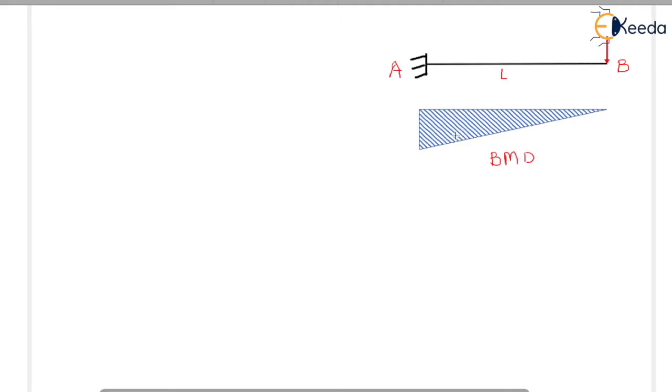Now we know that according to the moment area method, the change of slope between any 2 points is equal to the net area of the bending moment diagram between these 2 points divided by EI. And if one of the points has zero slope, then we can obtain the slope at the other point. So this is the method.